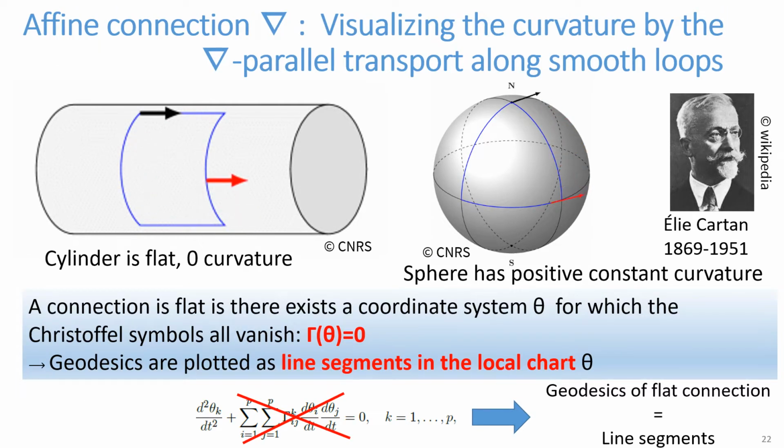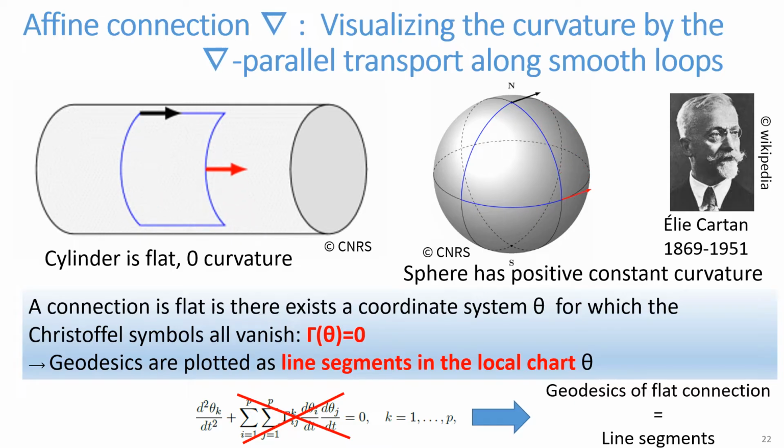The curvature of a manifold is defined by the affine connection. Here, I show two 2D manifolds embedded in the Euclidean 3D space. I show the parallel transport defined by the affine connection on loops. On the cylinder, we see that the ∇ parallel transported red vector goes back to its original black vector position after circulating on the loop. The curvature of the cylinder is set flat.